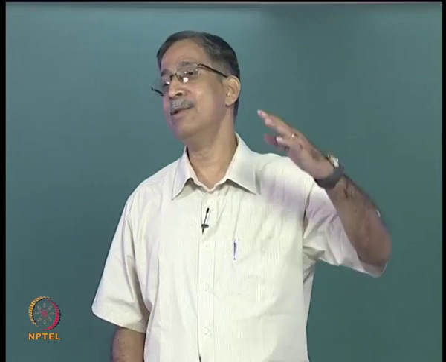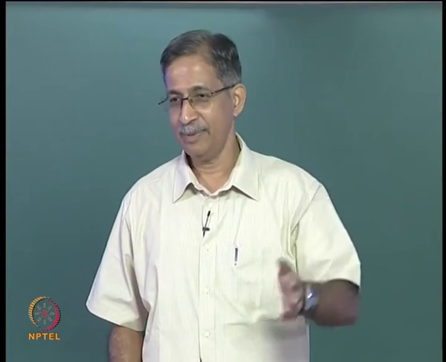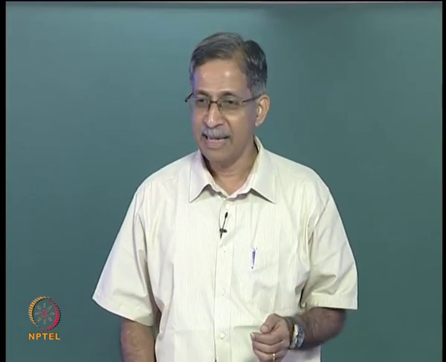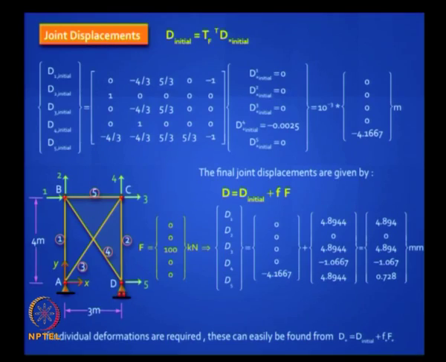Well, if I really want the bar elongations, which normally nobody is interested in, I can find that also. So, if individual deformations are required, D star I can get as D star initial plus F star, is it clear? But this is normally not required, you just need the joint displacements and you need the bar forces. If you want the support reactions, they are very easy to do through equilibrium.